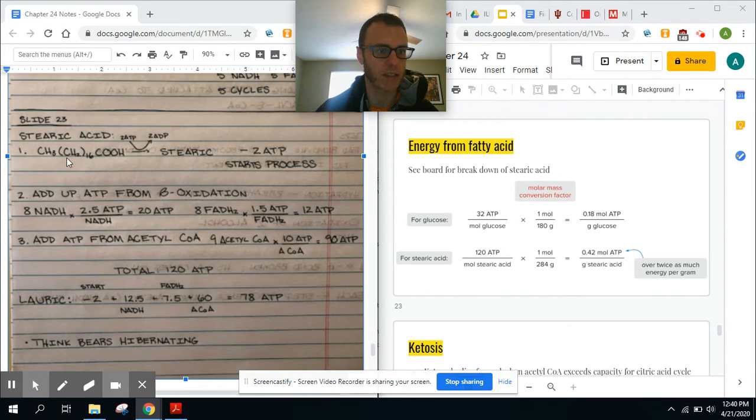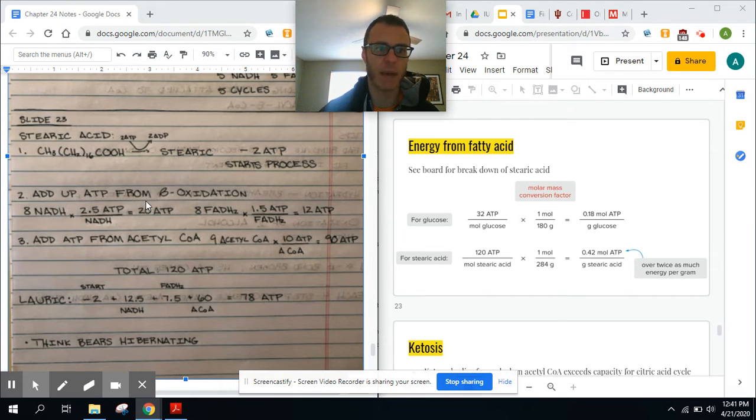And here we go. So for stearic acid, we have our breakdown. One of the things we have to remember, and this is key, is that to kickstart digestion of fats, fatty acids, you have to input 2 ATP. That's why I'm putting this minus 2 ATP right there. You put in 2 ATP to get this whole process going.